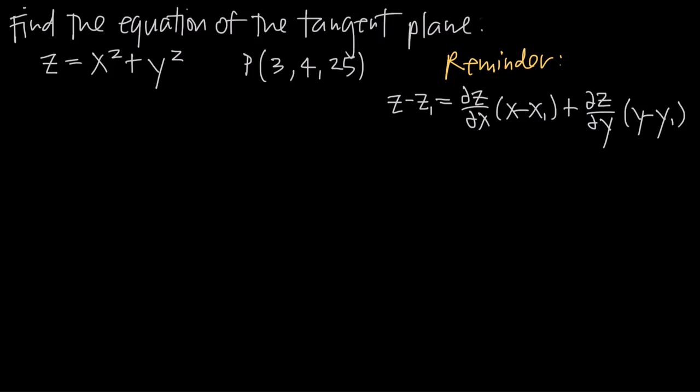In this video, we're going to be talking about how to find the equation of a tangent plane. And we've been given the function z is equal to x squared plus y squared. And we've been told that the point of tangency is the point (3, 4, 25).